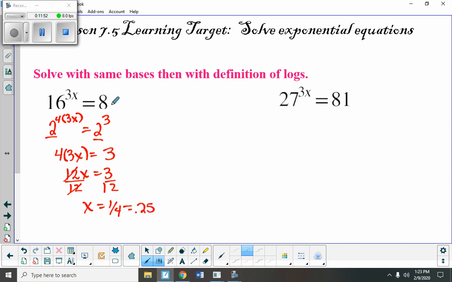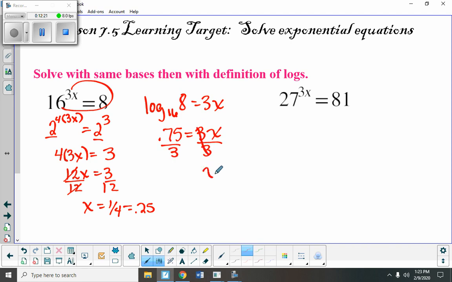Now, if we take the same problem and write it in log form, we would write log base 16 of 8 is equal to 3x. On the left side, we'll use the change of base formula. So we'll do log of 8, divided by log of 16. That gives you 0.75, and that's equal to 3x. To solve for x, divide by 3. So x is equal to 0.25. As you can see, you got the same answer using either method.